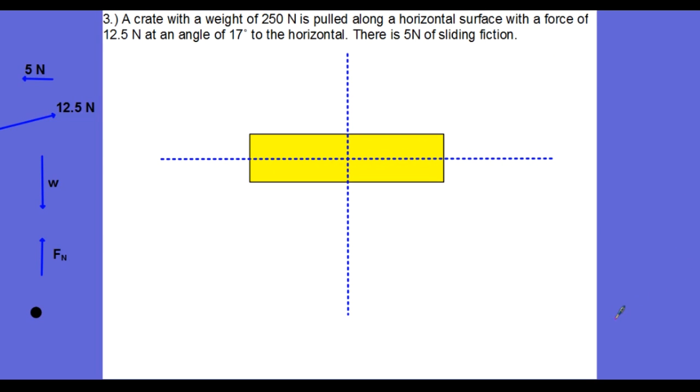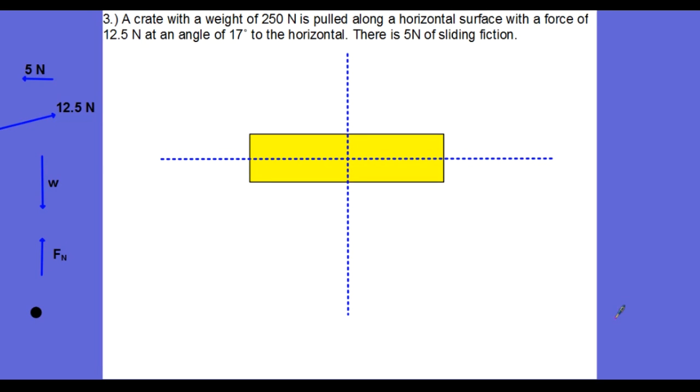All right, we're on number 3 now. A crate with a weight of 250 newtons is pulled along a horizontal surface with a force of 12.5 newtons at an angle of 17 degrees to the horizontal. Here we talk about there being some friction. I drew a coordinate system, and I will choose my x-axis to be the direction of motion, or the direction it would move.